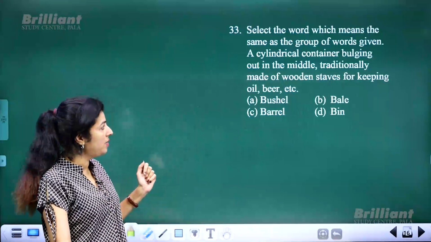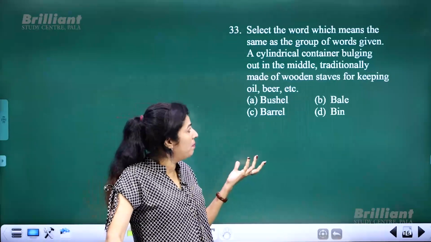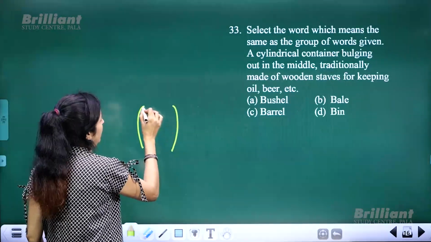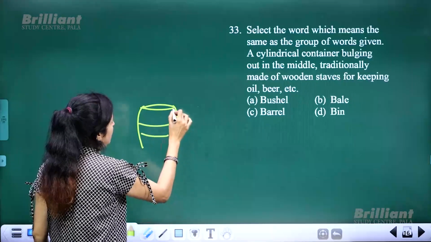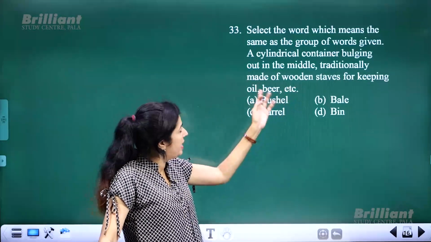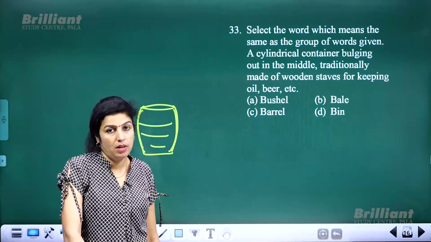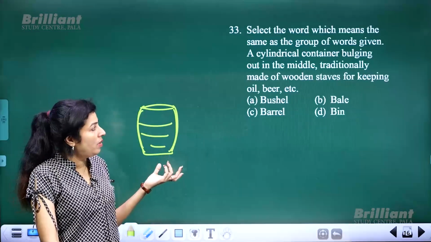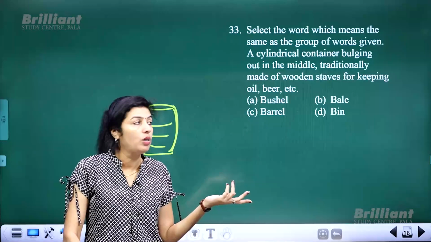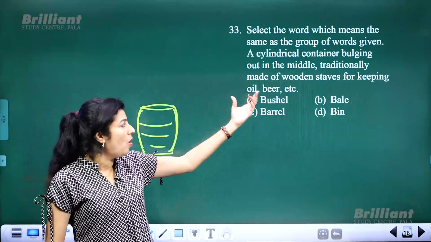You know what a cylindrical container is? It's a container, a vessel type thing, bulging out in the middle, that means this part will be bulging out. Traditionally made of wooden staves for keeping oil, beer, wine, etc. Centuries ago, or decades ago, even now also people use this wooden container to store oil, beer, etc.